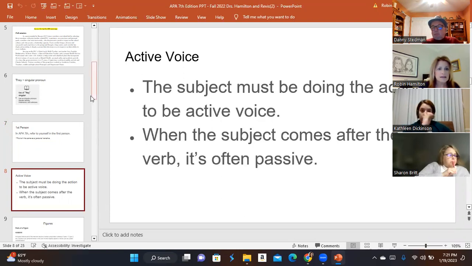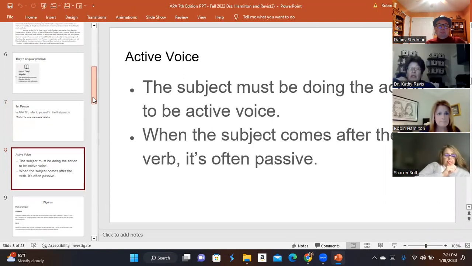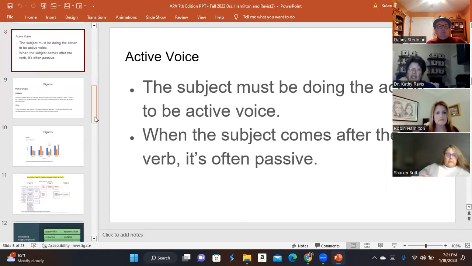Dr. Revis, do you want to talk about active voice? We always want to write in active voice, and that means the subject must be doing the action. When the subject comes after the verb, it's often passive. So just keep that in mind as you're completing your writing. That really helps with that first person.